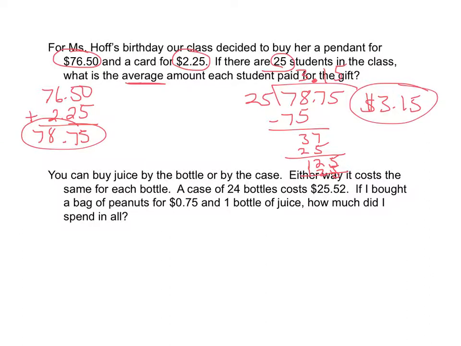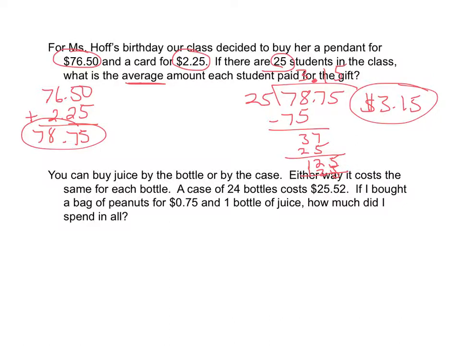Like I said, if you haven't paused the video yet, I would pause the video for this next one and try it on your own. You can buy juice by the bottle or by the case. Either way, it costs the same for each bottle. A case of 24 bottles costs $25.52, and if I bought a bag of peanuts for 75 cents and 1 bottle of juice, how much did I spend in all?